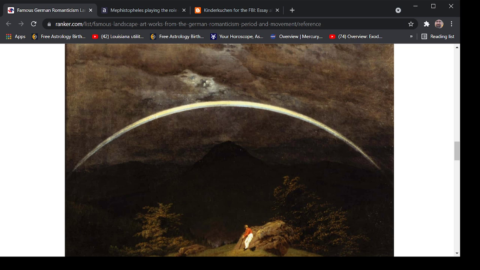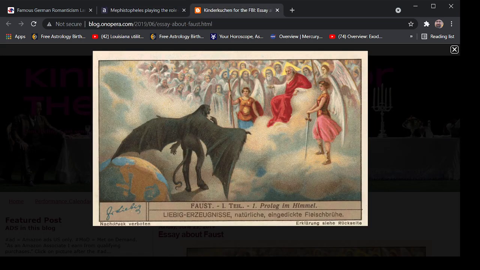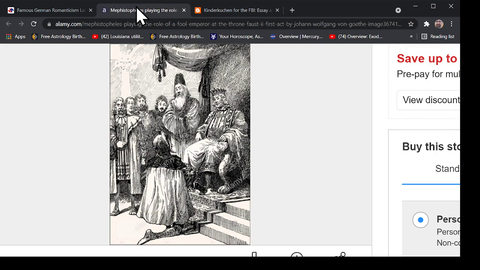Now note then that this scene too also is meant to rhyme with the prologue in heaven. Here's Mephistopheles kneeling right here in front of the emperor. And now note how this rhymes with Mephistopheles in the prologue in heaven in front of God, surrounded by his courtiers. Here we have Mephistopheles now appearing once again as a court jester in front of not God, but God on earth, the Holy Roman Emperor.